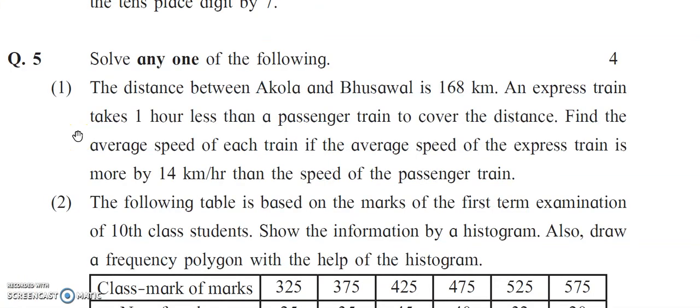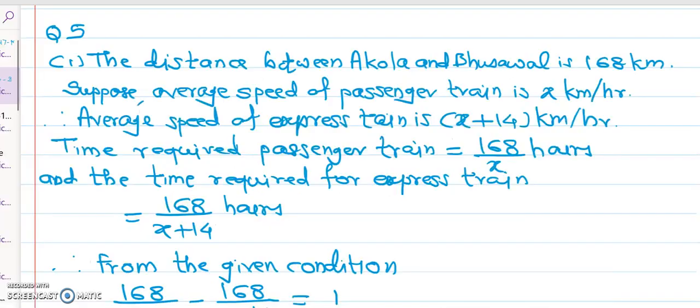Now next, question number 5. Solve any one of the following. The distance between Akola and Bhusawal is 168 km. An express train takes 1 hour less than a passenger train to cover the distance. Find the average speed of each train if the average speed of the express train is more by 14 km per hour. Find the speed of the passenger train. Now we'll see the answer.